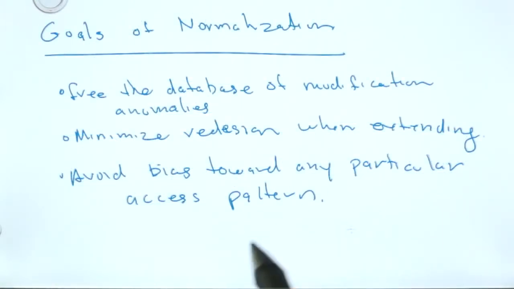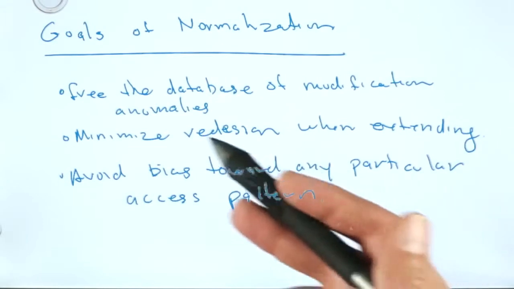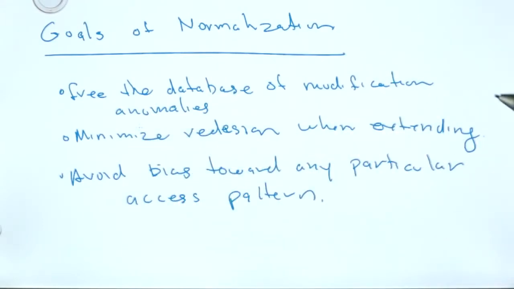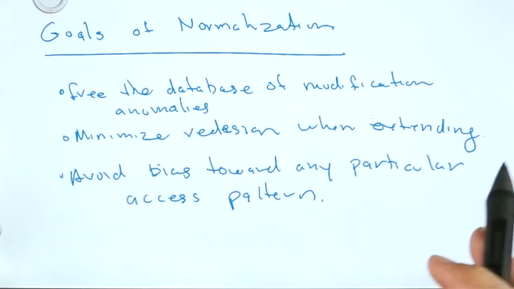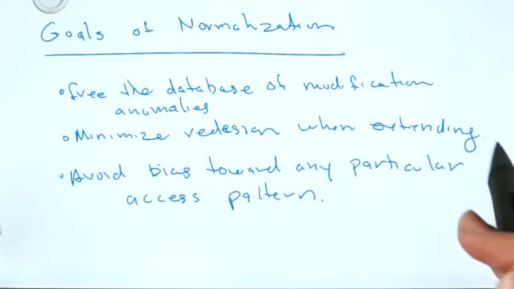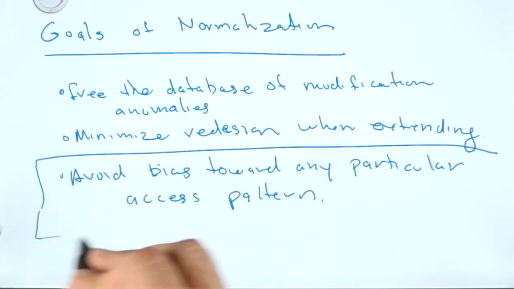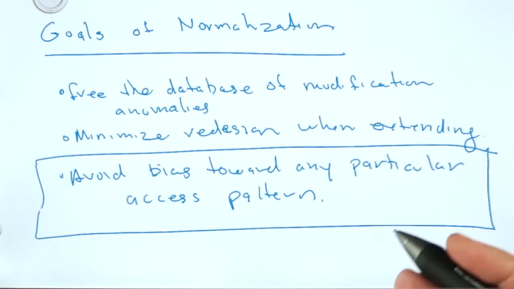All right, so what are the goals of normalization in the relational world? Well, there's three goals. One is that it frees the database of these modification anomalies, like, for instance, the one I just showed you, where I could update my email address in one row but not update it in another, and therefore leave it inconsistent within the database. And the next is that it's supposed to minimize the redesign when extending the database. Now this, I think, is a little bit controversial whether it does that or not, but that's the idea of normalization. And the final reason that you normalize these tables in a relational world is to avoid any bias toward a particular access pattern.